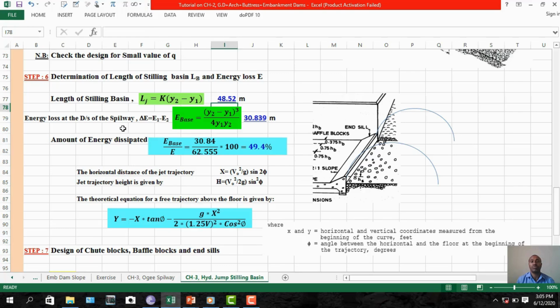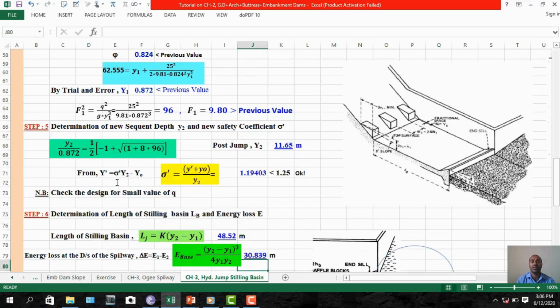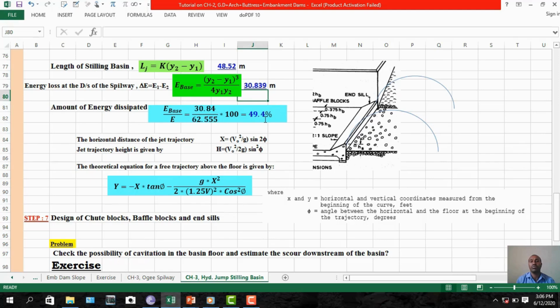So energy loss at the downstream of the spillway is the change in energy, E1 minus E2. So you get this equation finally. You substitute this value, then this is the energy loss at the downstream of the spillway. So for the amount of energy dissipated, just divide the energy loss by the total energy. You have the initial total energy, which is 62.555, including basin depth, 50 plus 5.055 plus 7.5. So if you divide, the amount of energy dissipated will be 49.4% of the energy of the flow.